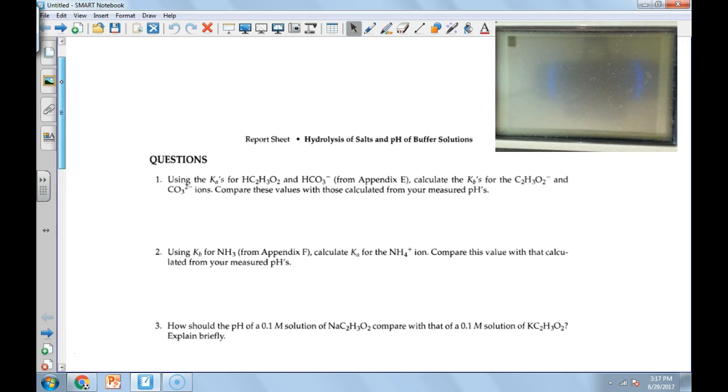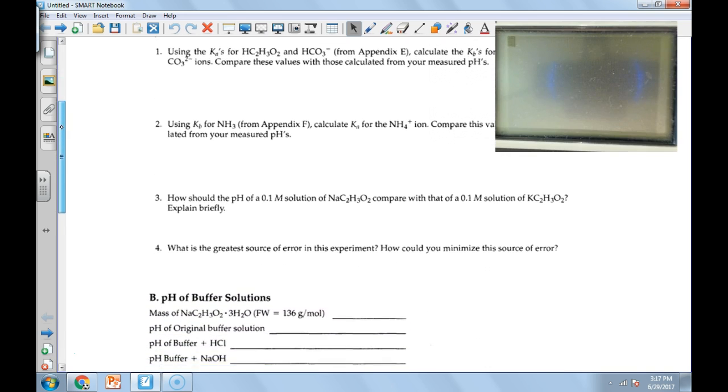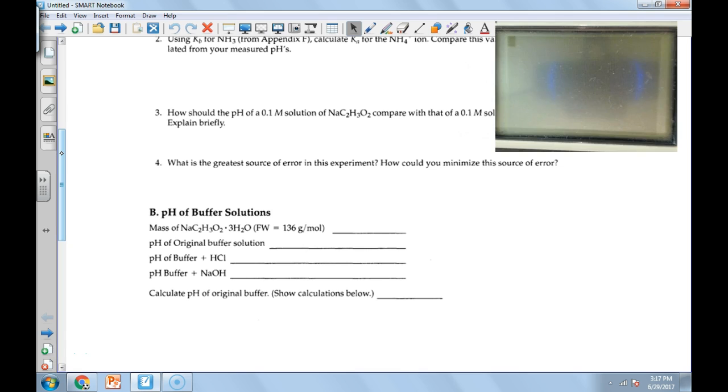Now, let's talk about the write-up for the second half of this lab, Part B, where we make a buffer solution. In this case, we have a buffer solution of the weak acid HC2H3O2, which we call acetic acid, and its salt, NaC2H3O2, sodium acetate. Just a quick reminder: a weak component and its conjugate makes a buffer. So when you take acetic acid and mix it with sodium acetate, that's going to be a buffer.